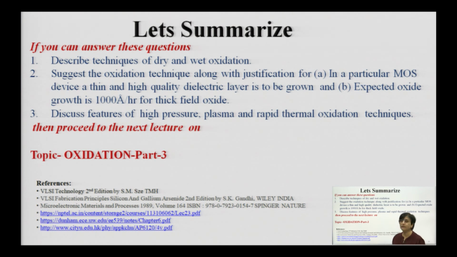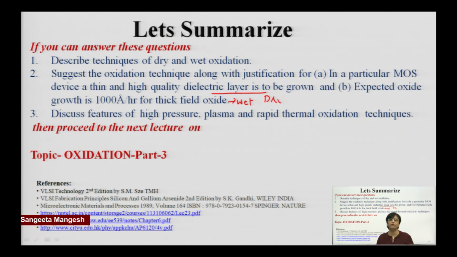So, at the end of this lecture, you should be able to describe at least one technique of dry and wet oxidation, and suggest an oxidation technique along with justification for a particular MOS device. If you want a thin, high quality dielectric layer to be grown, whether you will use dry or wet: since you want a high quality thin oxide layer, we will go for dry oxidation. If the expected growth is more than 1000 angstrom per hour and you need a thick film oxide, we will go for wet oxidation. You should also be able to describe the features of high pressure, plasma and rapid thermal oxidation.